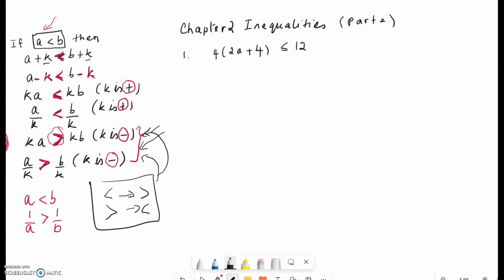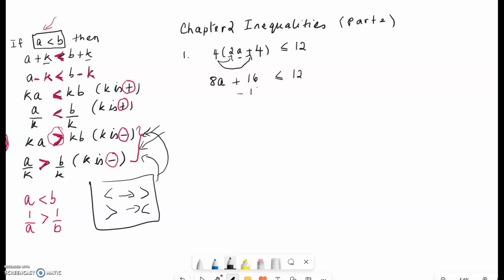Now, just like in an equation, we have to solve the inequality for A. A is in parentheses, so what we need to do first is use the distributive property to simplify both sides first. 4 times 2 is 8A plus 4 times 4 is 16 is less than or equal to 12.